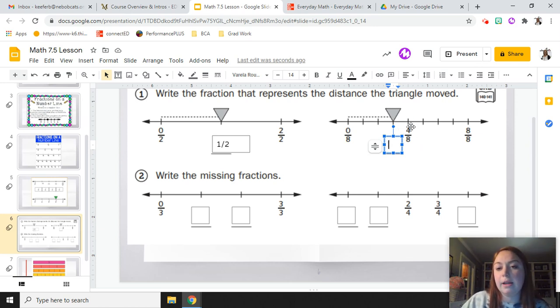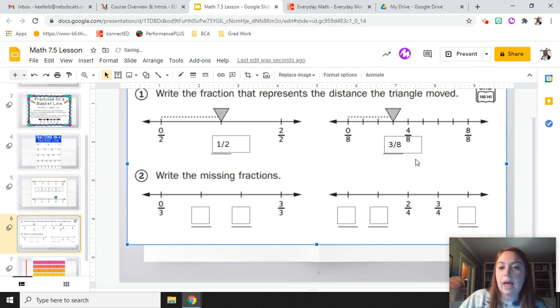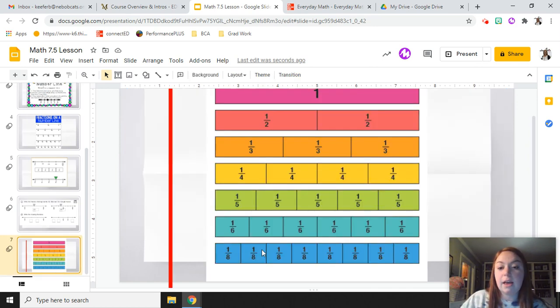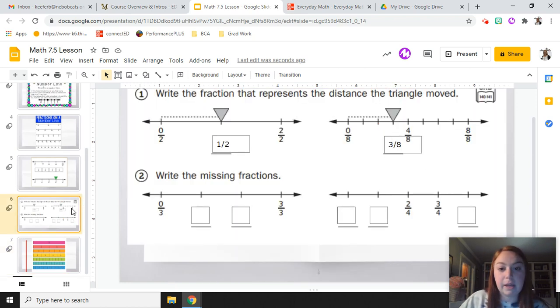If this is 4/8, we're going back one, so it would be 3/8. And then if I would look here, this would be 2/8, this would be 1/8, and then this one would be 0/8. So again, think of it like that fraction strip. Here are eighths down here. Each of these bold lines is like a line on the number line, like one of these coming down.